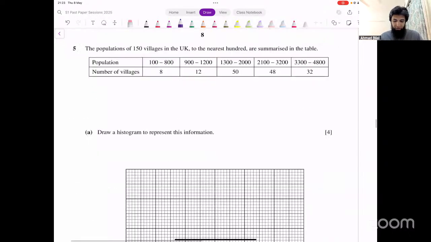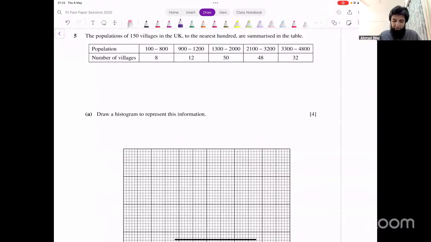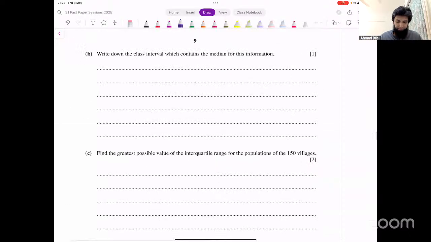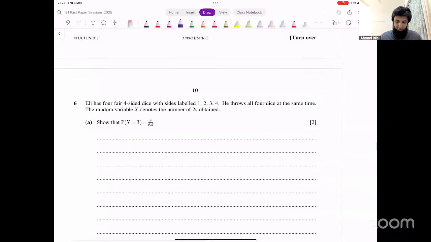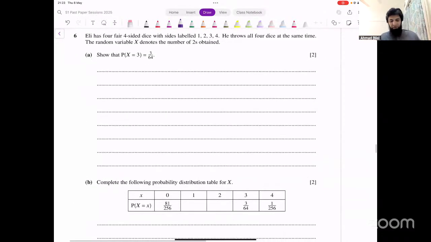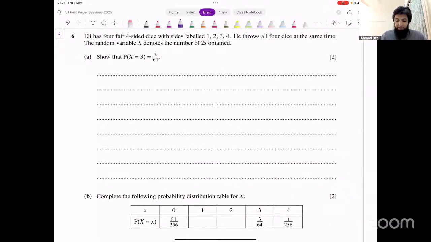Let's look at the next one now. What's the next one? Okay, so from this paper, question number 5, you're fine with that. Question number 6, let's have a look at this next. Ellie, or whatever that name is, has four four-sided dice with sides labeled 1, 2, 3, 4. He throws all four fair dice at the same time. The random variable x denotes the number of 2s obtained. Show that probability of x being equal to 3 is equal to 3 over 64.